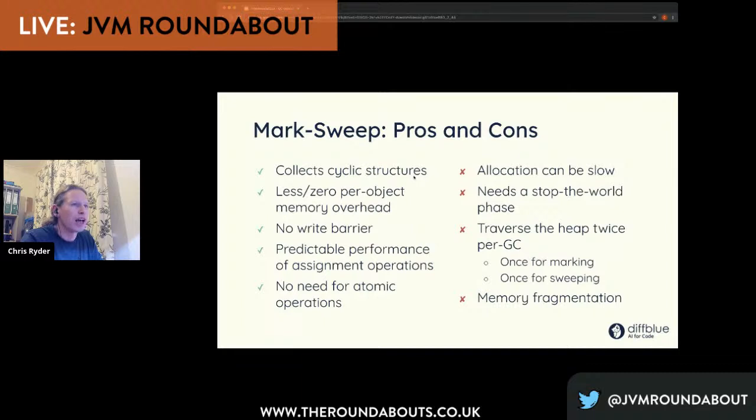On the downside, allocation can be a bit slow because it's free list based, and you still need a stop the world phase. So during the time you're doing GC, no other work is going on. You also end up traversing the heap twice at every GC, which can be a performance problem depending on how your caching works. You basically have to traverse it once for marking and then again for sweeping. And you can also have a problem with memory fragmentation.